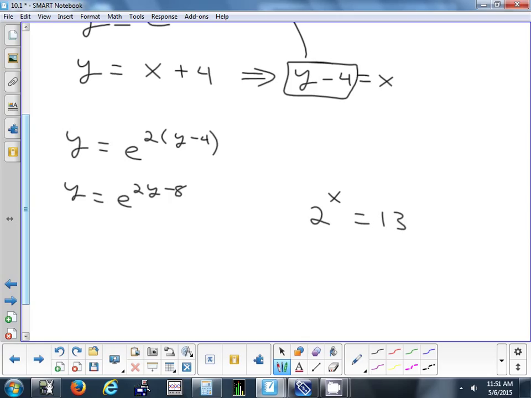You can use a root when you have an exponent that's a number and you have a base that's a variable, like x squared equals a number. You can take the square root of both sides, but you can't use a root here. Anyone remember what you do? This is a logarithm. The only way to solve when you have a variable in the exponent is to use a logarithm.